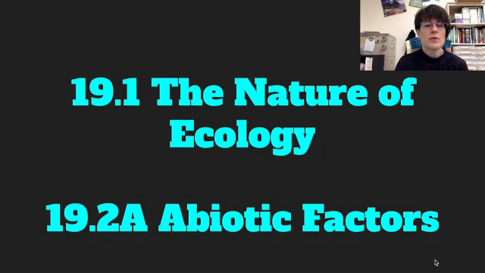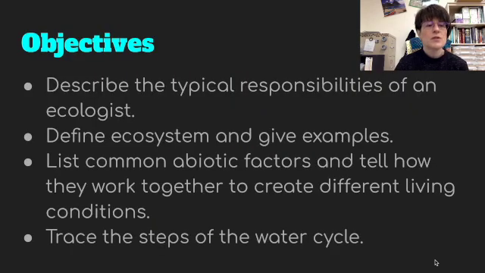And to start out, we're going to look at subsections 19.1 on the nature of ecology and 19.2a on abiotic factors. So our objectives will be to describe the typical responsibilities of an ecologist, define ecosystem and give examples, list common abiotic factors and tell how they work together to create different living conditions, and trace the steps of the water cycle.